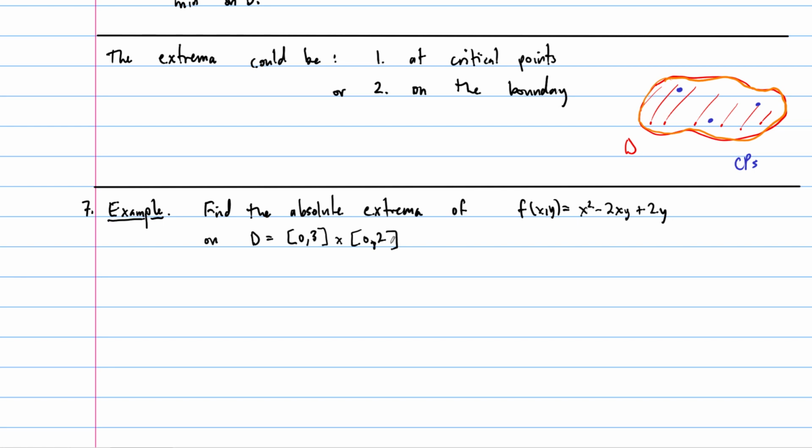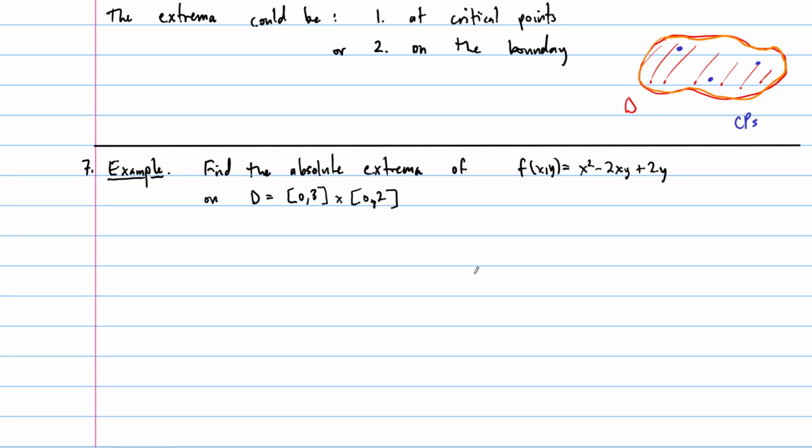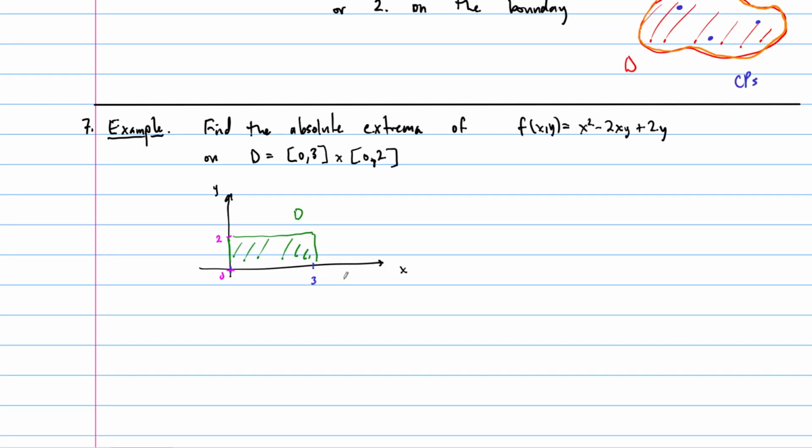This means that as far as the domain in the xy plane is concerned, it goes from 0 to 3 in the x direction and 0 to 2 in the y direction, and then of course this is going to fill out an entire rectangle. So there's our domain D. Okay, so take a moment, try to locate the absolute extrema of this function.